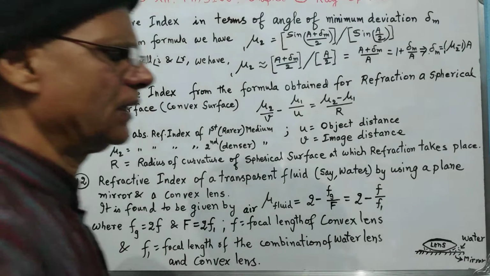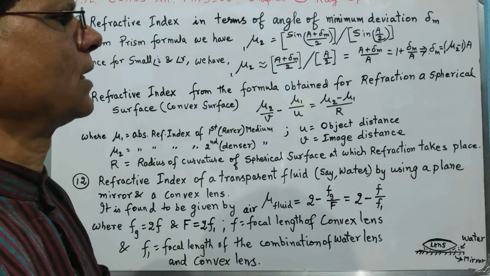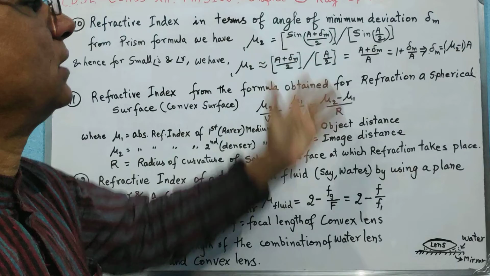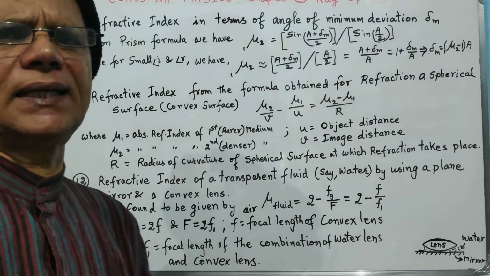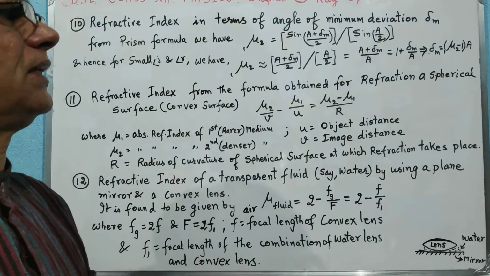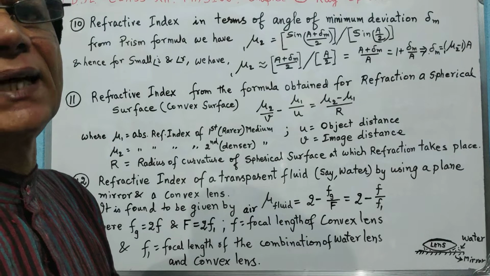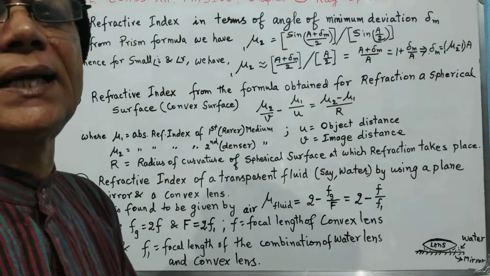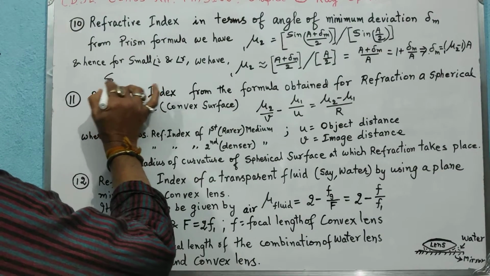Here we are talking about a new expression for refractive index, again using the same prism formula, but assuming that the angle of incidence and hence the angle of refraction are both very small. For that case, the sine of the angle is always nearly equal to the angle itself. That means sine i will be taken nearly equal to i itself.